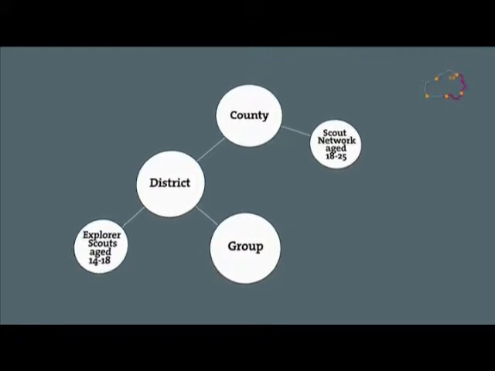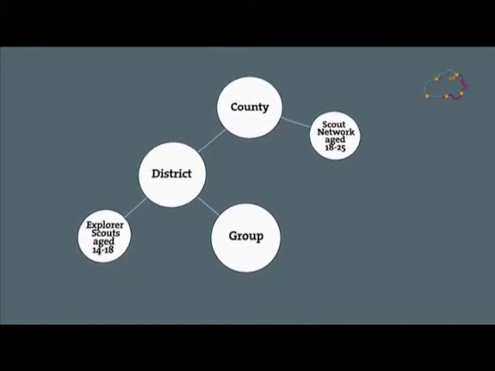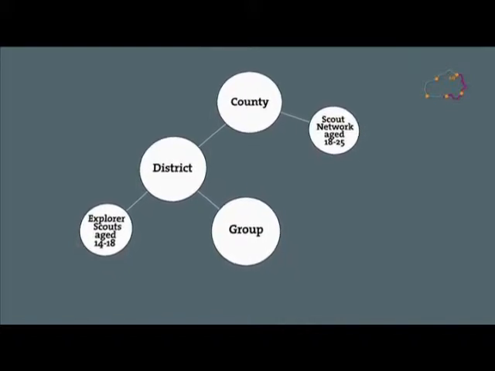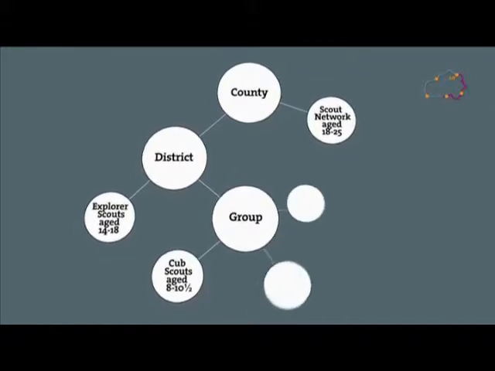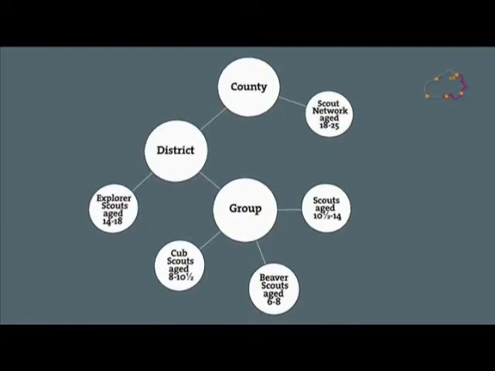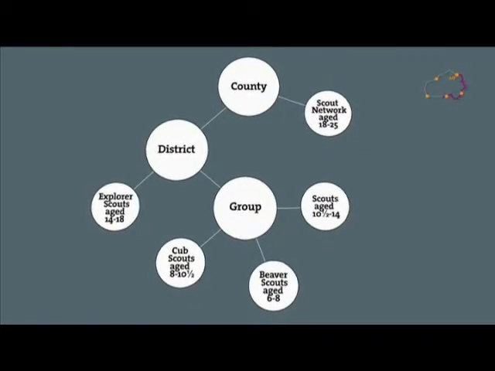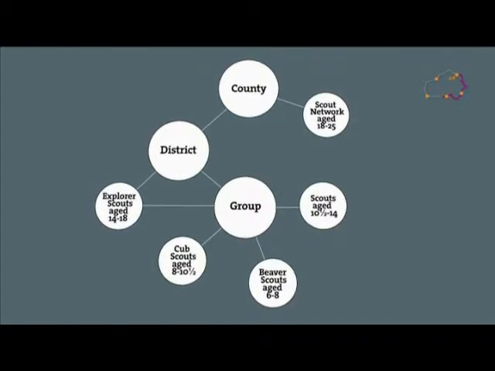Groups are the part of the movement that is responsible for Beavers, Cubs and Scouts. A group may only have one section in it, for example just one Cub pack, or it may have a number of sections, for example 2 Beaver colonies, 1 Cub pack and 1 Scout troop, etc. Some Explorer Scout units have a partnership agreement with a group that they work closely with.